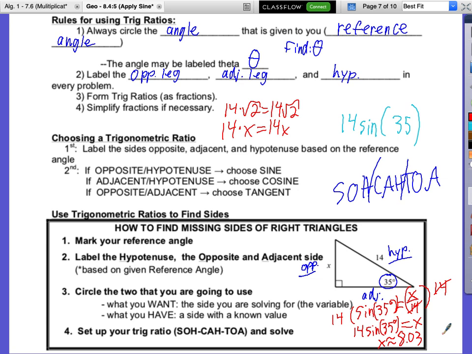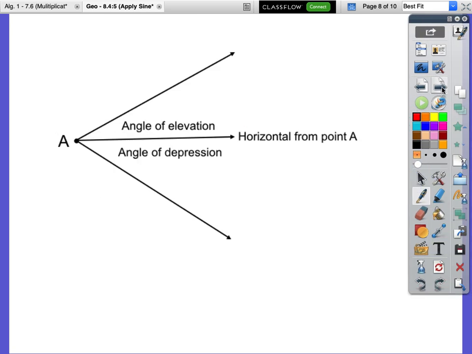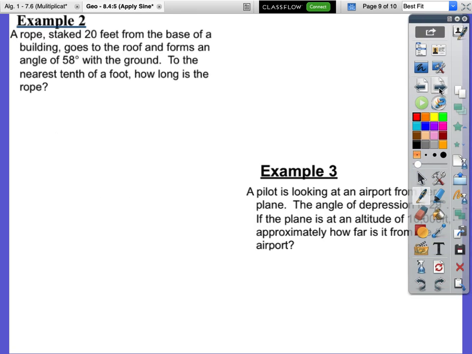Okay. Let's go on to example 2 down at the bottom here real quick. A rope takes 20 feet from the base of the building, goes to the roof, and forms an angle of 58 degrees with the ground. We're supposed to find how long is the rope.